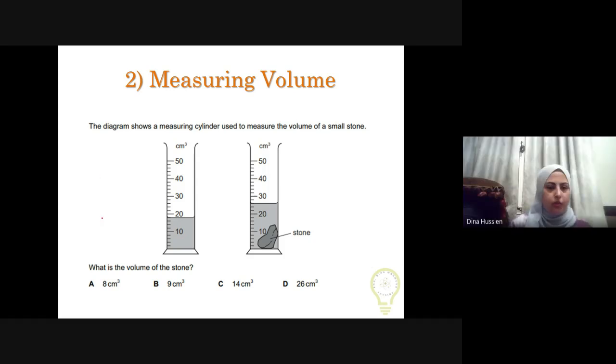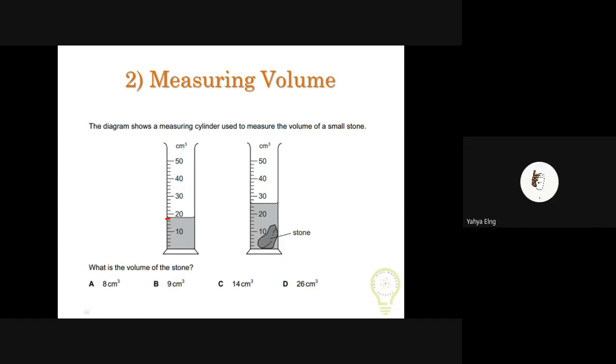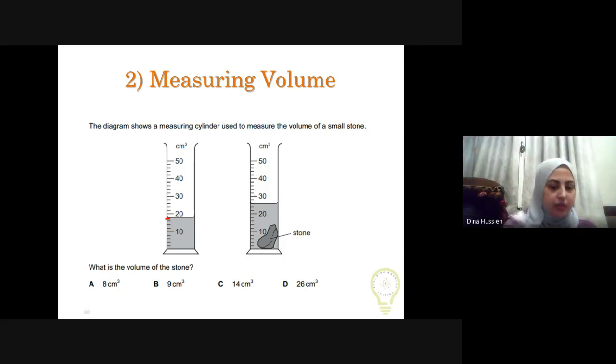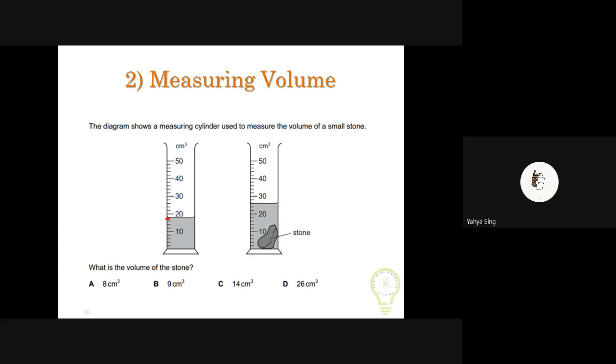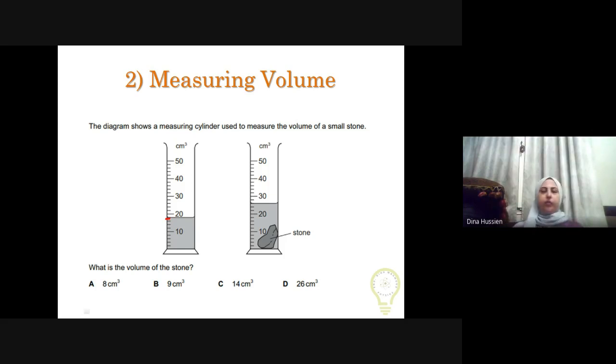Okay, so let's solve it together. Like Katie told us, I guess all of you did the same, but there is one simple thing that is wrong. We said we take the reading from the bottom of the meniscus. So here I take it from the bottom. This is not 20. What is the reading for this? 18. Yahya, I'm sorry, I don't have your names displayed here. Okay, so this is 18.